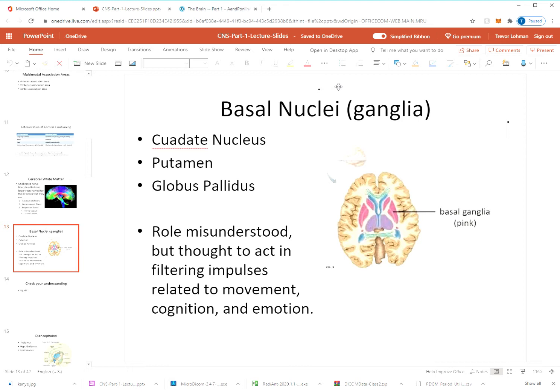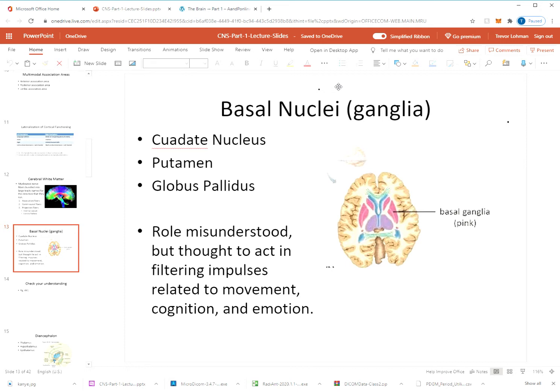So the correct way of describing this tissue would be as nuclei. So basal nuclei is technically the correct term. It just takes time for these things to change over, so you still might hear basal ganglia. There's multiple nuclei within the brain: caudate nucleus, putamen, globus pallidus. These are all basal nuclei, and it's gray matter, just like your cerebral cortex.